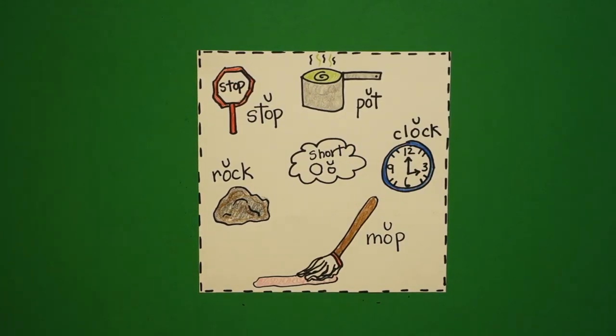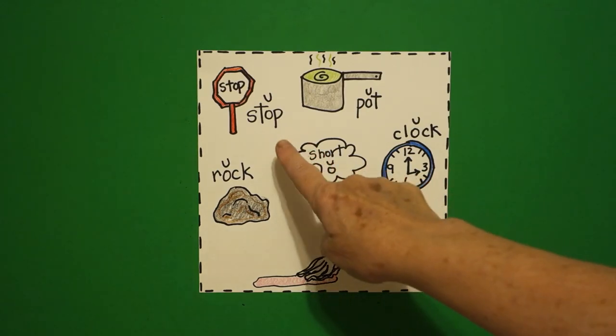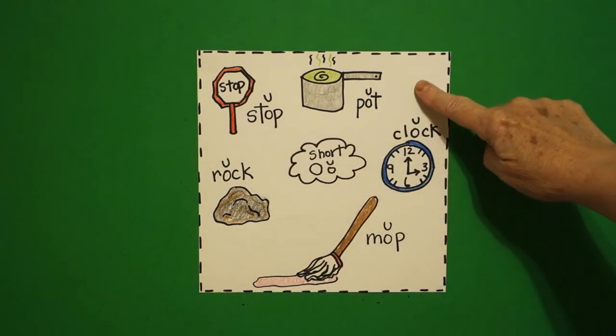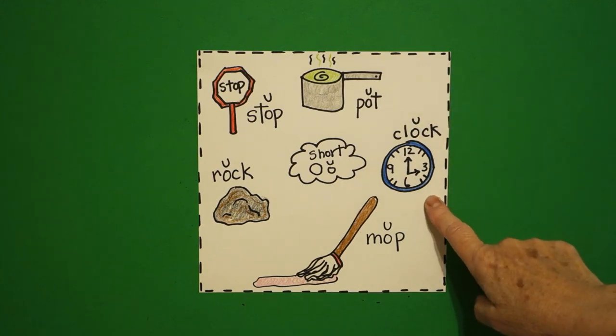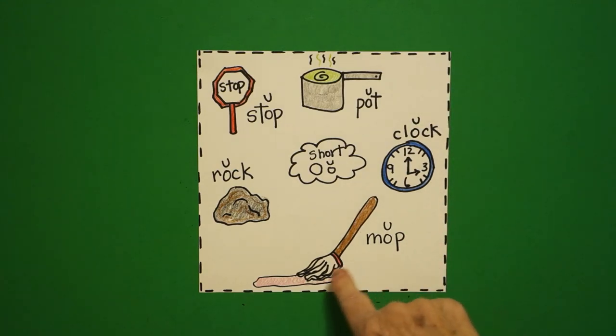Okay, here are my short vowel O words all colored in. Stop, pot, clock, mop, and rock.